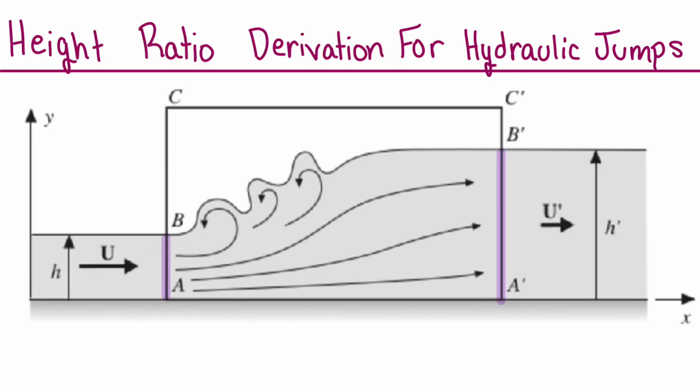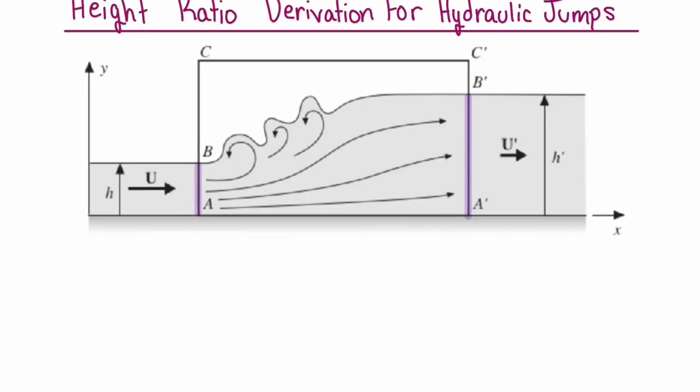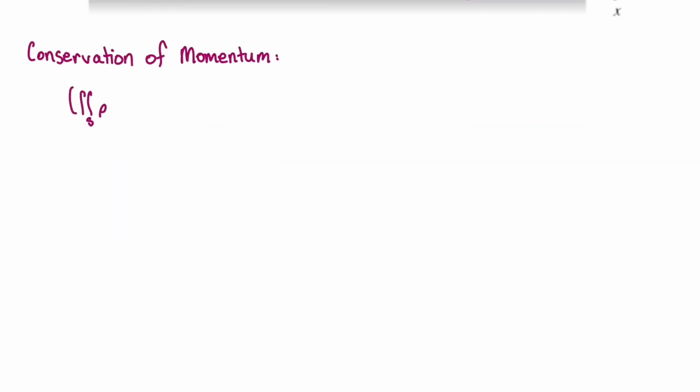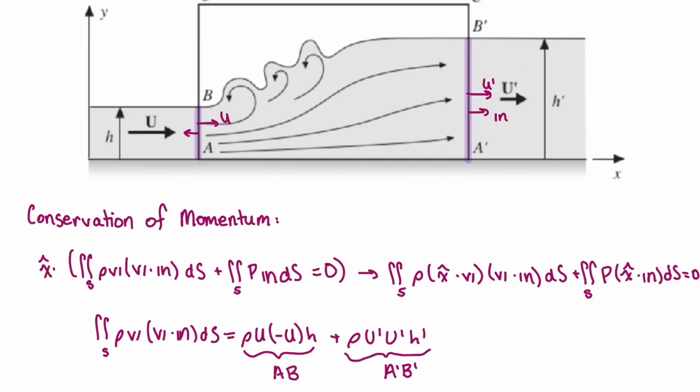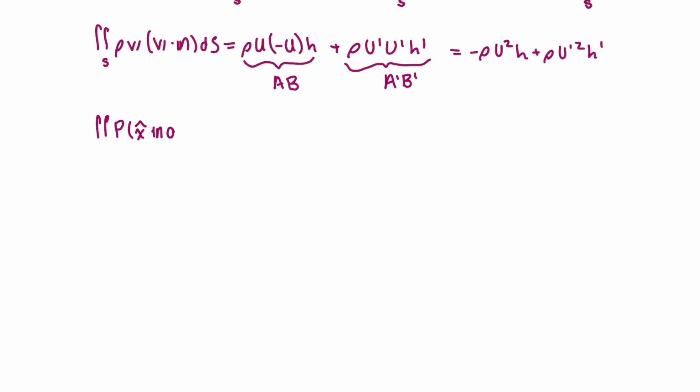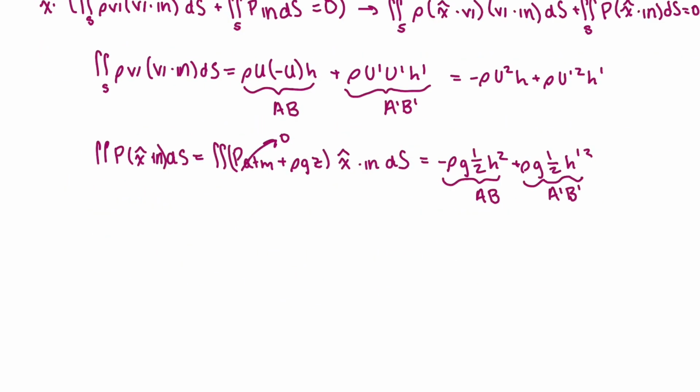We are interested in the ratio of heights from the taller section, section A', B', to the smaller section, section AB. To derive this ratio, we use the conservation of momentum equation in the x direction. We end up with a momentum flux term and a surface pressure integral. We use the dot product of n and v to find the momentum term along both AB and A', B'. We do the same with the surface pressure term.